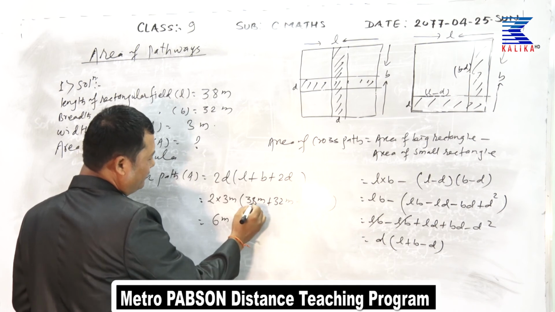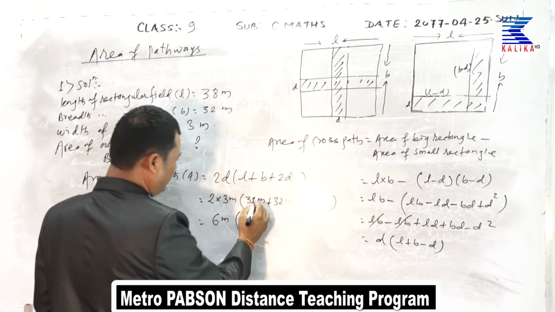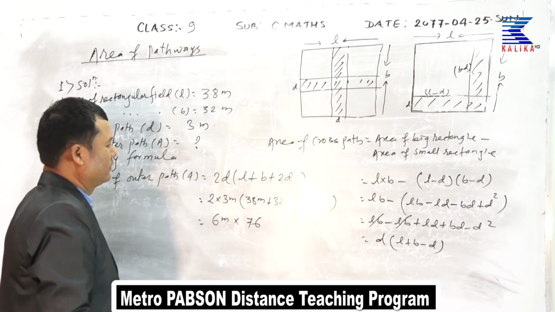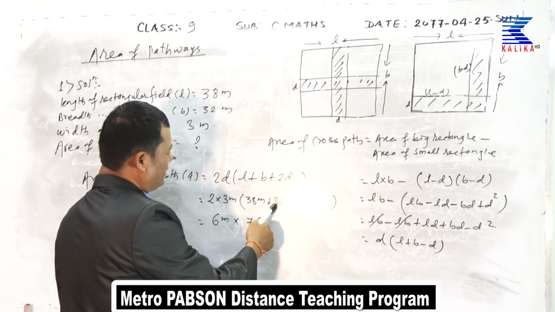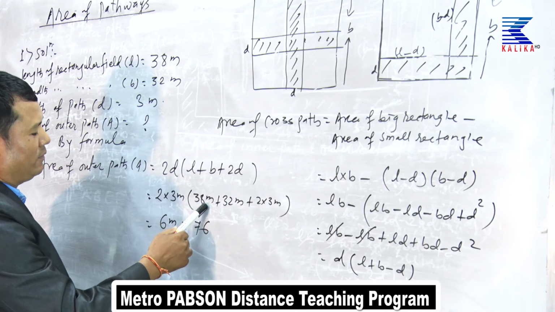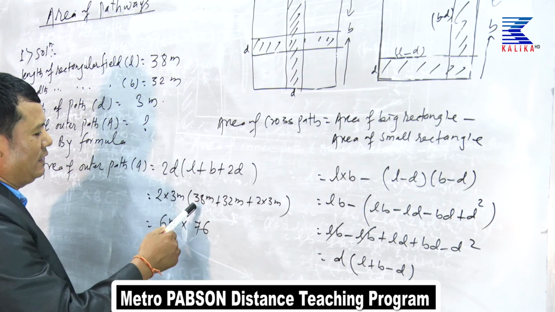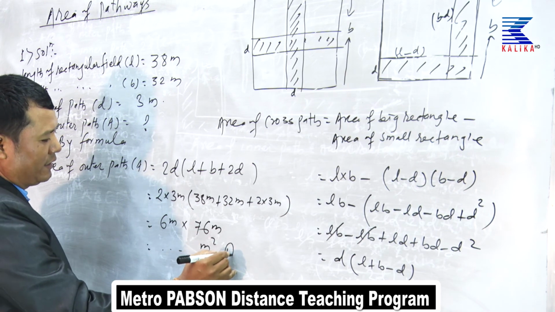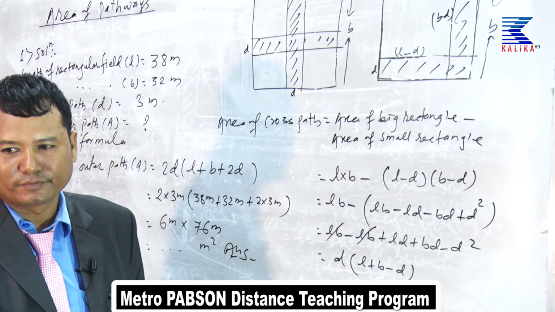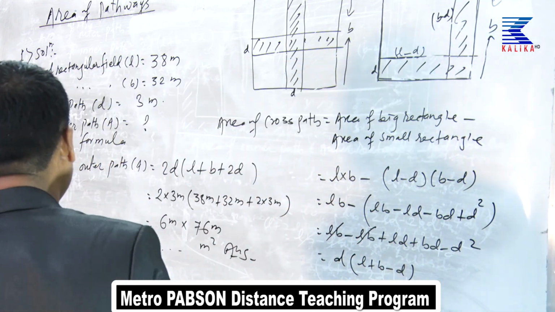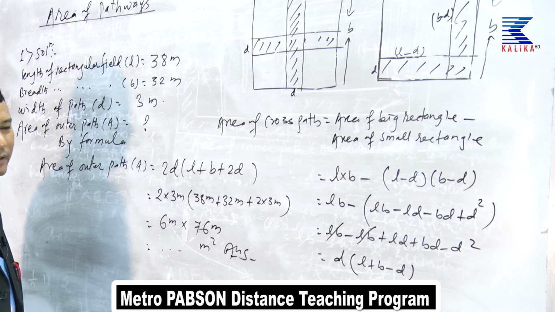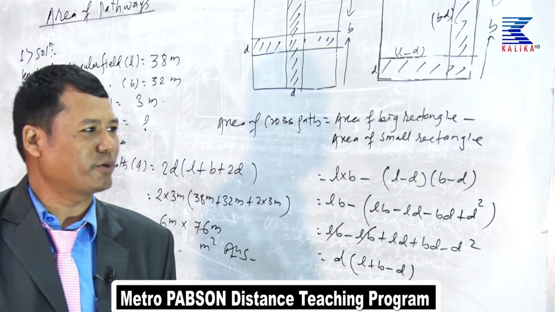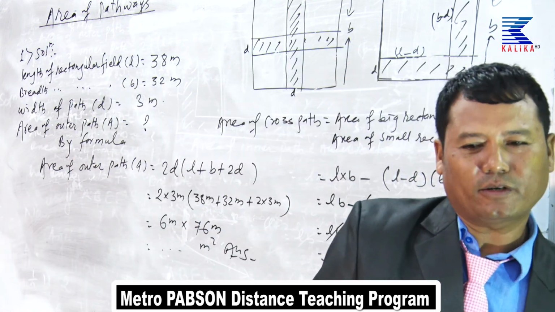Adding this altogether: 6 plus 32 is 38, 38 plus 38 is 76. And multiply, meter squared is the required answer. Multiply 76 into 6, that is the required answer. And dear students, please try a similar question.